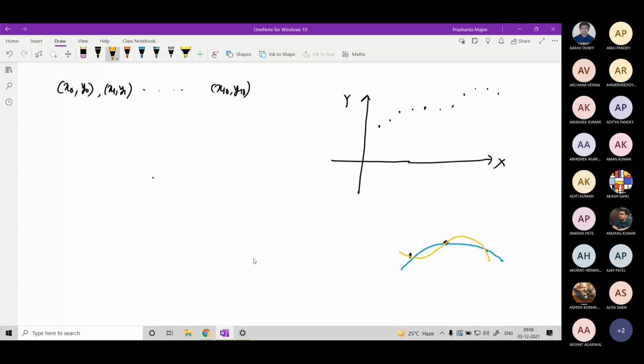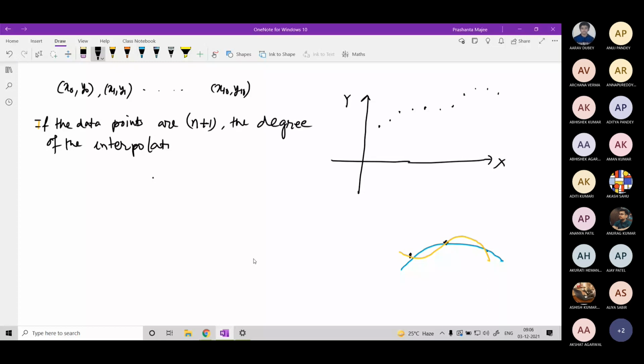Okay, so the main thing here I'll be considering: if the data points are n plus 1, then the degree of the interpolating polynomial should be at most n. और ऐसे होने पे क्या होगा, the polynomial will become unique, so all of you will be ending up with the same polynomial if you do the calculation. In this case the interpolating polynomial will be unique.